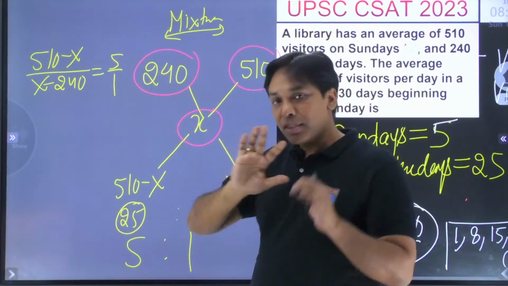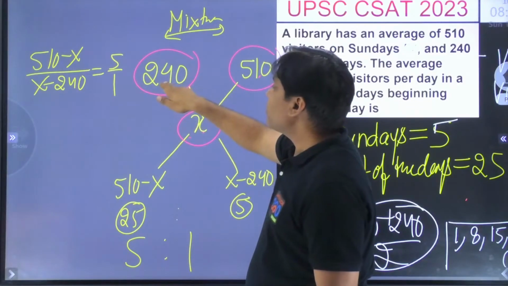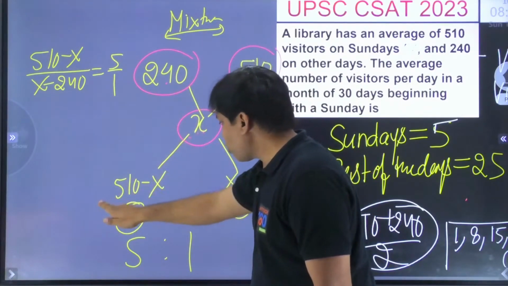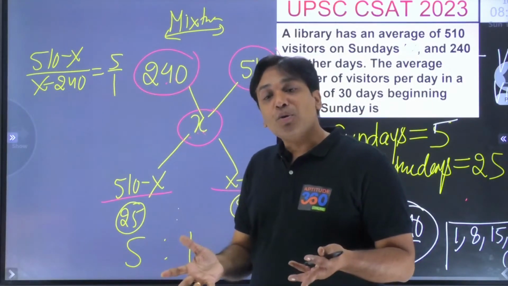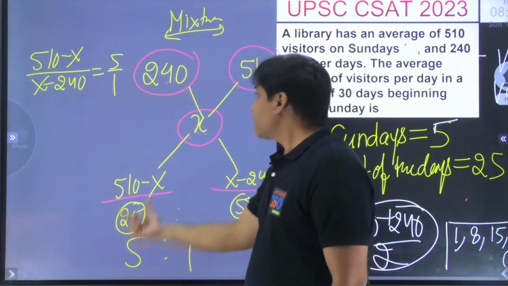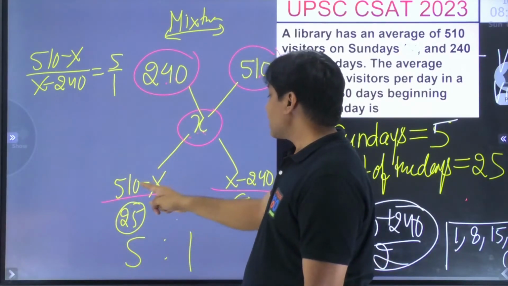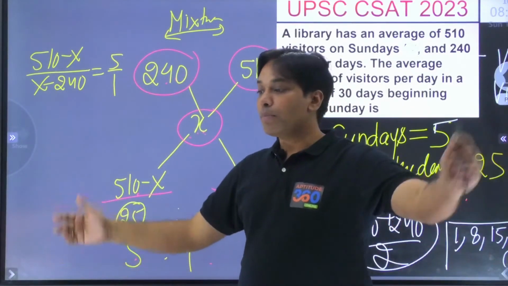And one thing which is absolutely clear is x will have to be less than 510 and will have to be more than 240. So what is this? X, this 510 minus x over here, this minus this over here. But what is the ratio? कितने दिन है ये? 25. कितने दिन है ये? 5, which is what? 5:1. अगर हमने अप्लाई कर दिया this upon this is equal to 5/1, our problem is done.